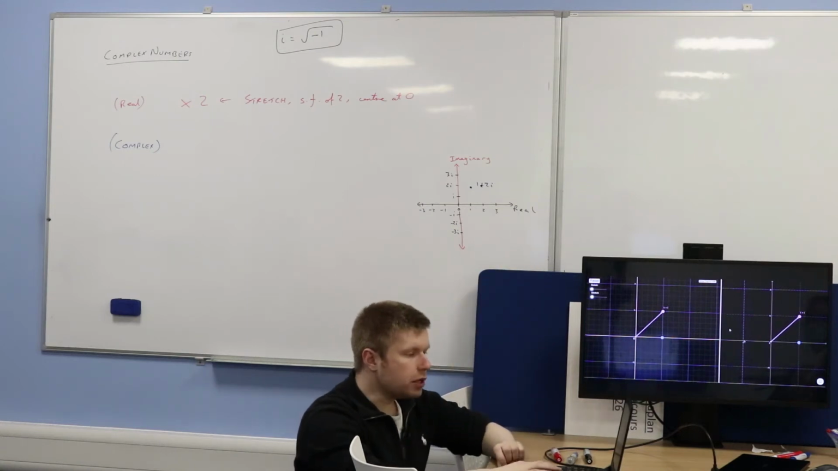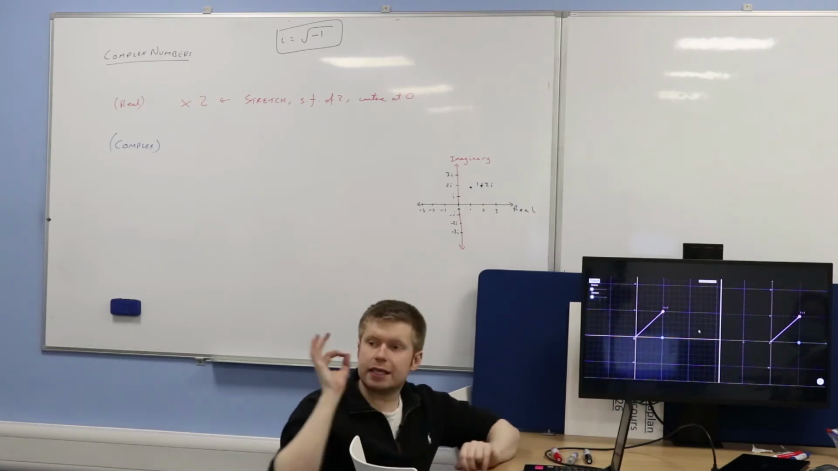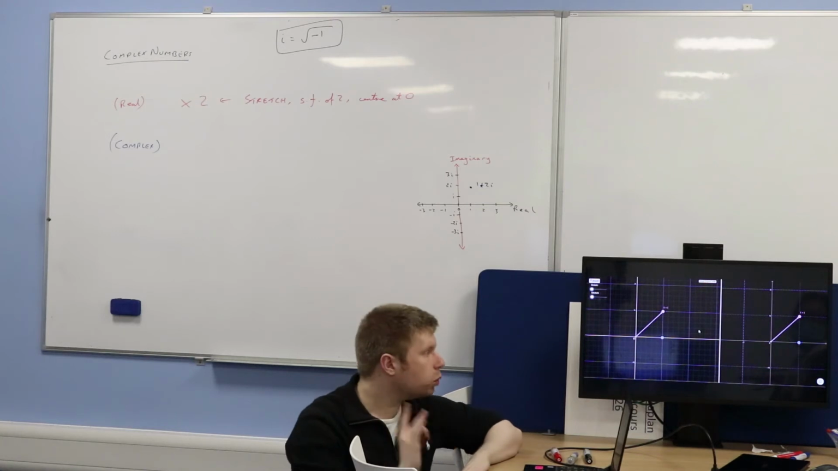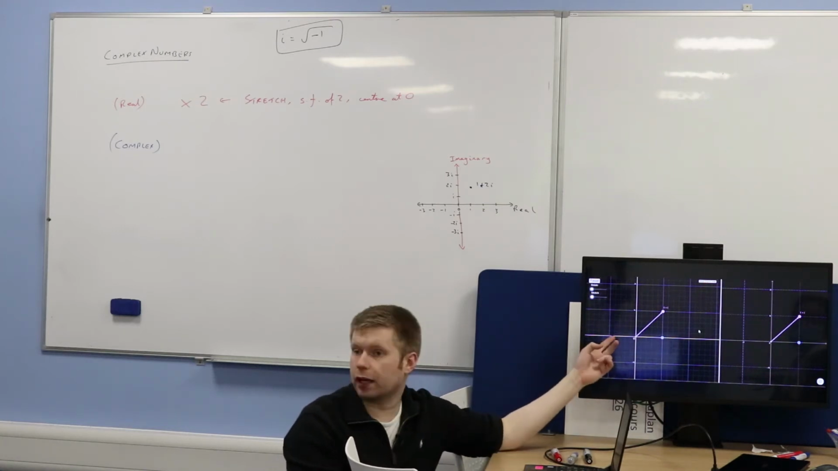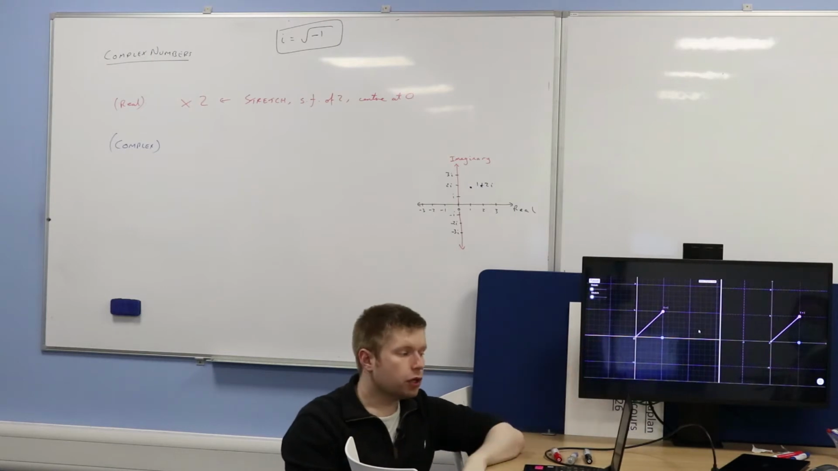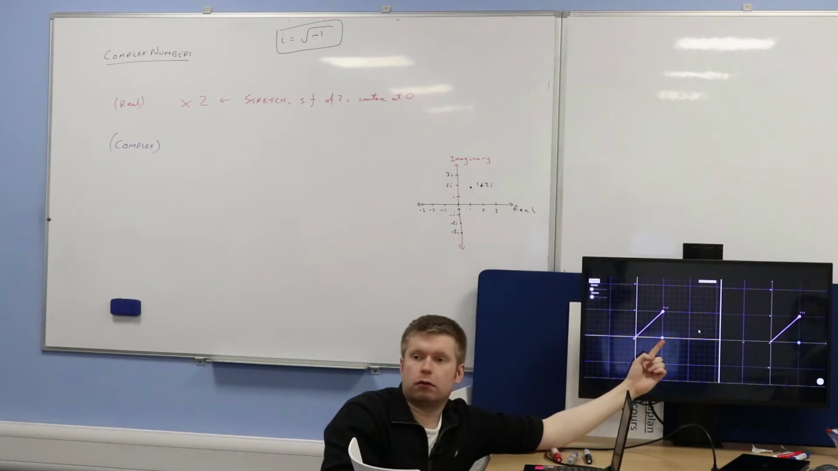I'm just going to use the number 1 plus i. I'm going to see what happens if I multiply by 1 plus i on the complex number plane, the complex plane. The way I'm going to think of this is I'm going to look at what happens to 1.